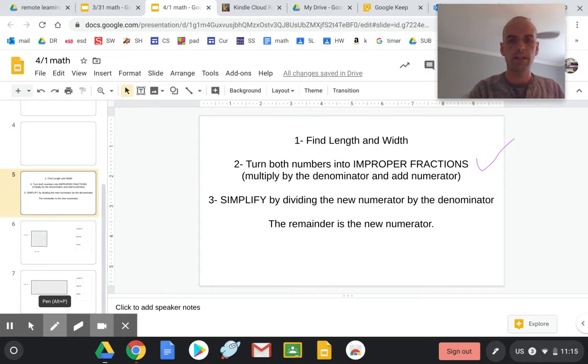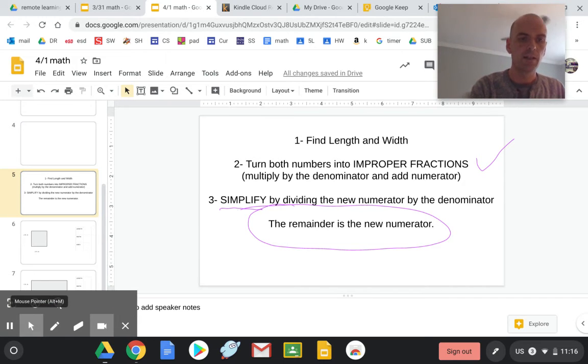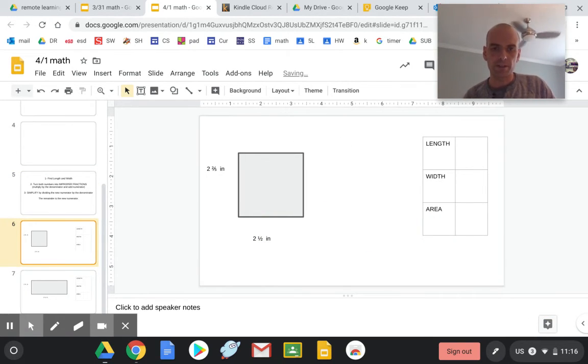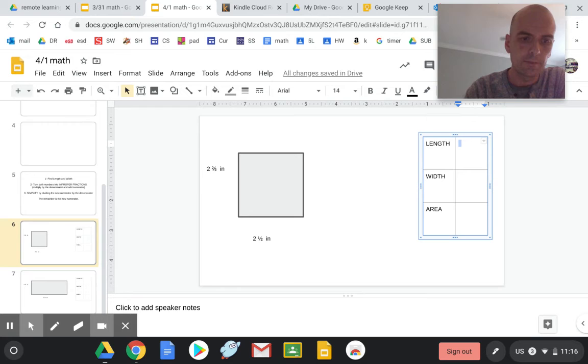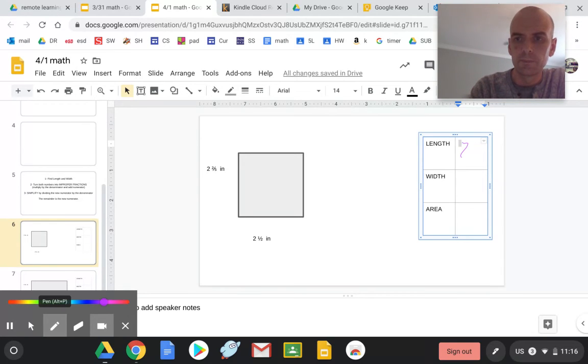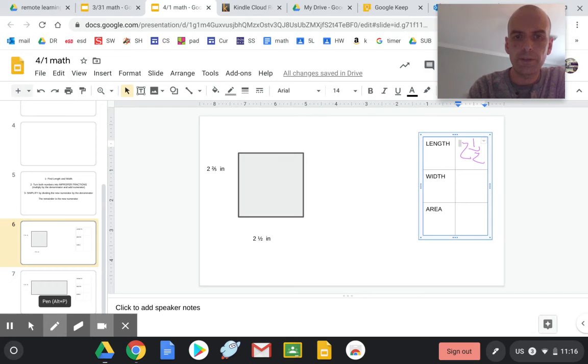Then, once we get a crazy big fraction, we're going to simplify it by dividing the new numerator by the denominator. And we'll remember that the remainder is the new numerator. I'll come back to these steps, okay? So, first, our length is 2.5. And our width is 2 2/5. So we are going to do length times width because that's area.